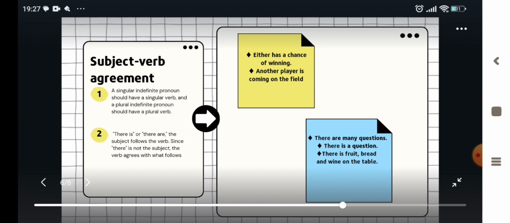The subject follows the verb. Since there is not the subject, the verb agrees with what follows. For example, in this case we have: There are many questions. There is a question. There is fruit, bread, and wine on the table. In the last sentence, when the things are related, we can use the singular, in this case, is. Okay.